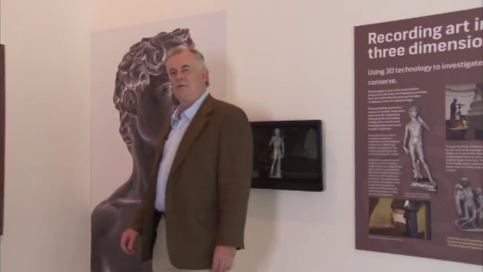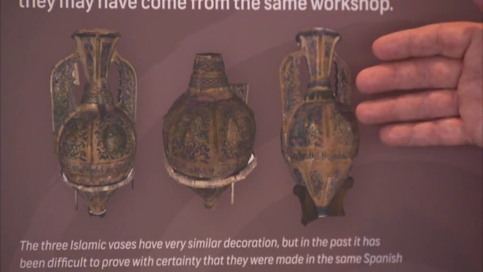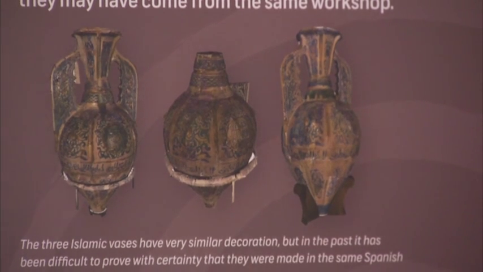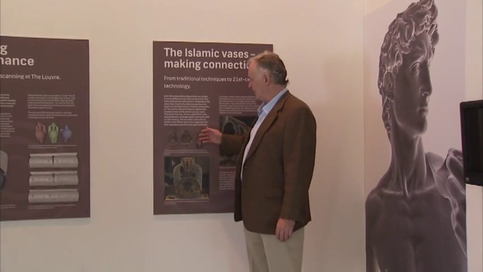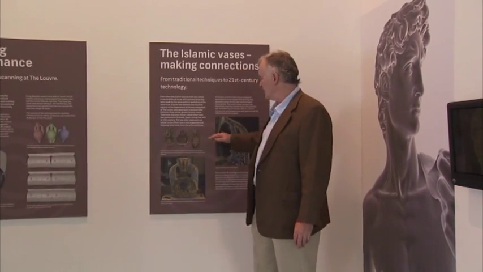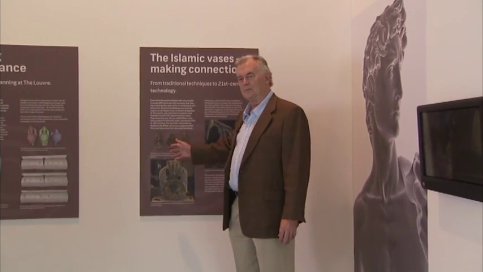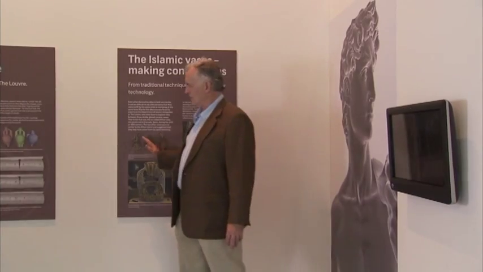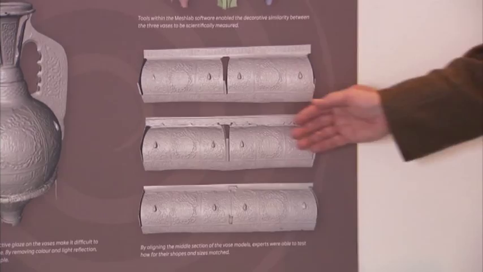In this exhibit, we have 3 Islamic vases which are all owned by the Louvre Museum, but came to them via different routes. The challenge here was to establish whether or not these vases had all in fact started life in the same place. Because of the glaze on these shapes and because of the damage to the different vases, the challenge is to actually work out what the underlying shape is to compare them. And so what they did in the museum was to scan the vases in and then take the color out and compare the basic underlying shape of the central section of each of the vases.